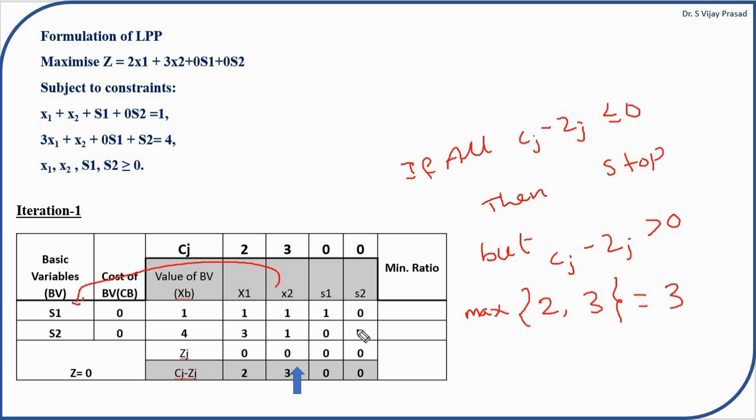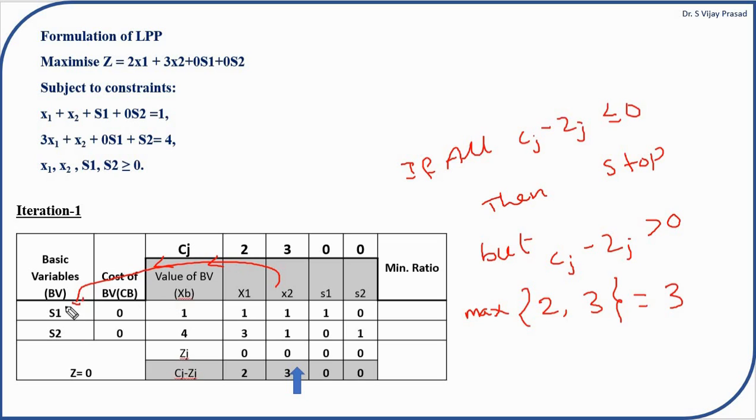This is the identity matrix. Now, in the next table, the x2 value is going to enter the basis. If you want to enter this x2 variable in the basis, one variable has to go out from the basis.